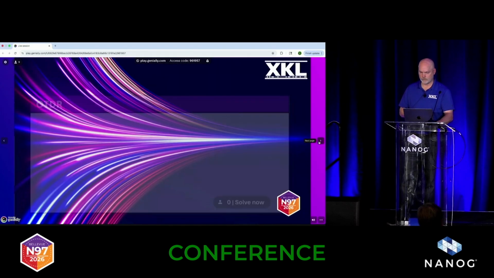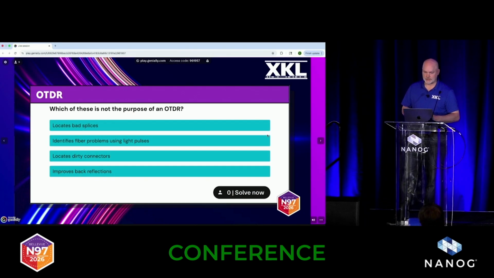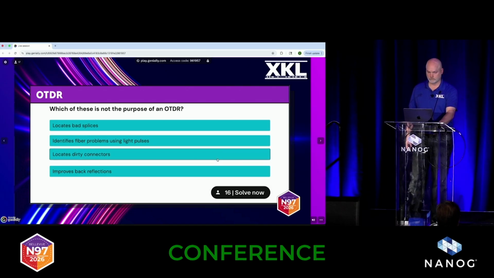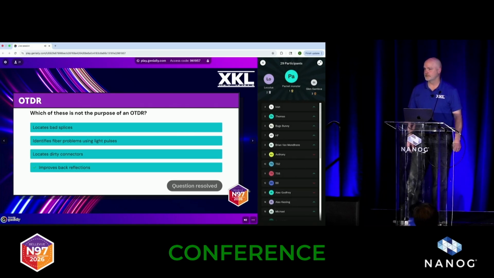All right. Which of these is not the purpose of the OTDR? Locates bad splices, identifies fiber problems using light pulses, locates dirty connectors, improves back reflections. Okay. Right. Doesn't help with back reflections. It measures them. It sees them. Those are the events.